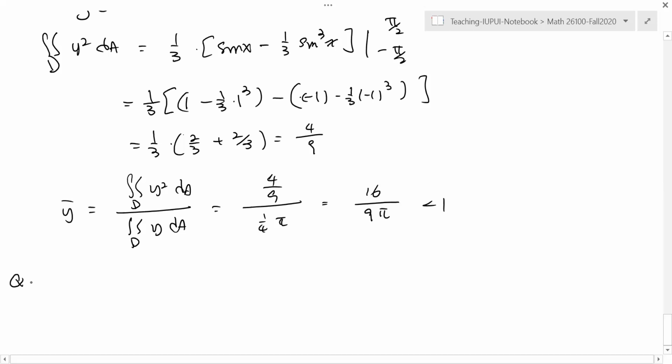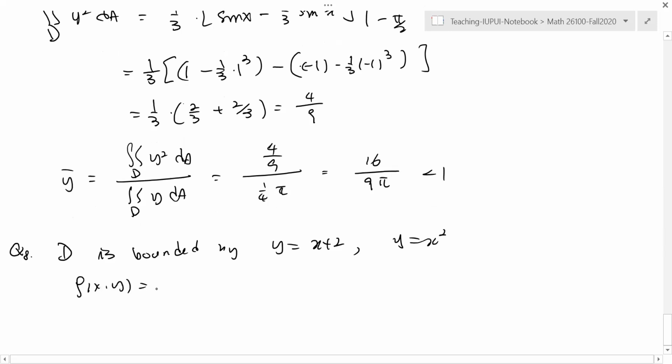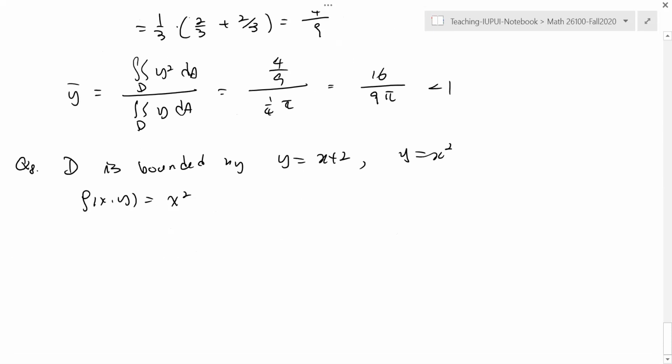All right, so now we're going to take a look at problem number 8. It has a domain D bounded by y equals x plus 2 and y equals x squared. And the density function, I just choose a constant times x squared. So the constant, well, you don't need to know the constant. Just let it be x squared, okay? So step 1, you have to draw the picture.